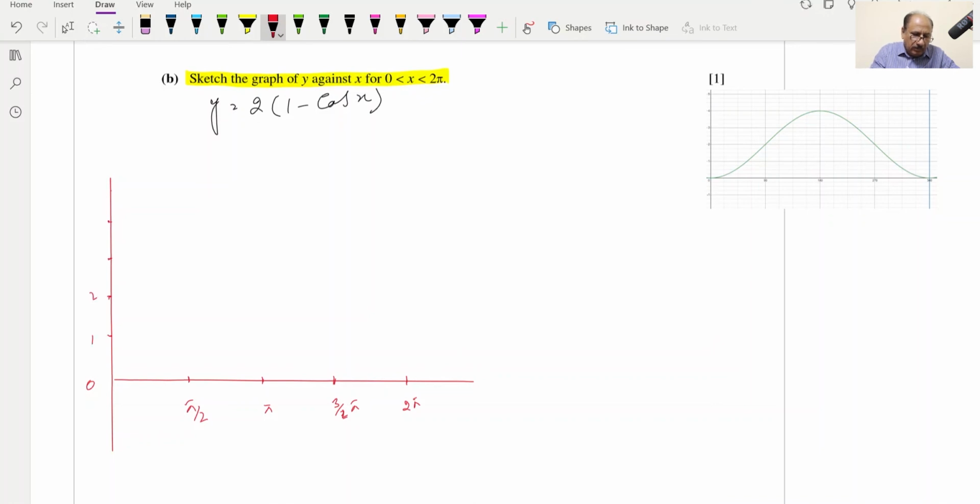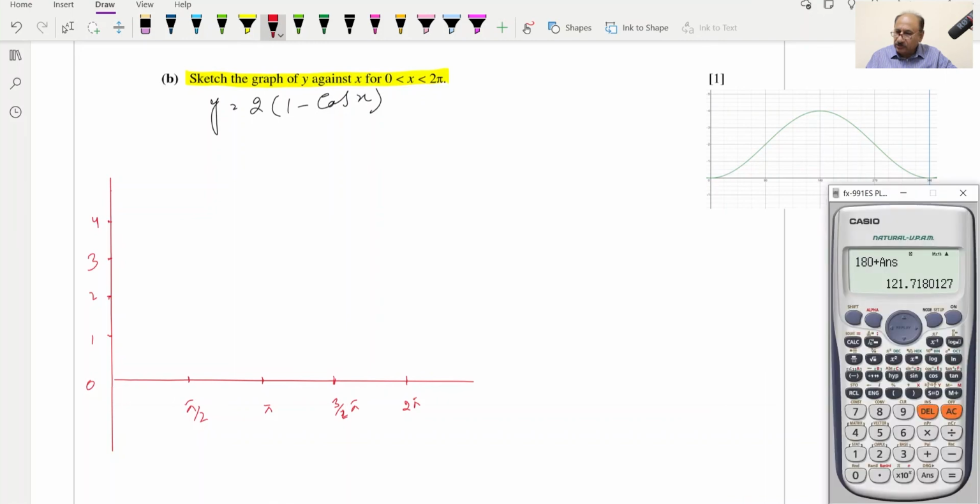This is only a 1 mark question, but I'm explaining properly so that you can apply the same knowledge in other types of transformation and graph questions. We can just find the values, you can form a table of values, or you can directly use it. So our equation is what? 2 into 1 minus cos x.